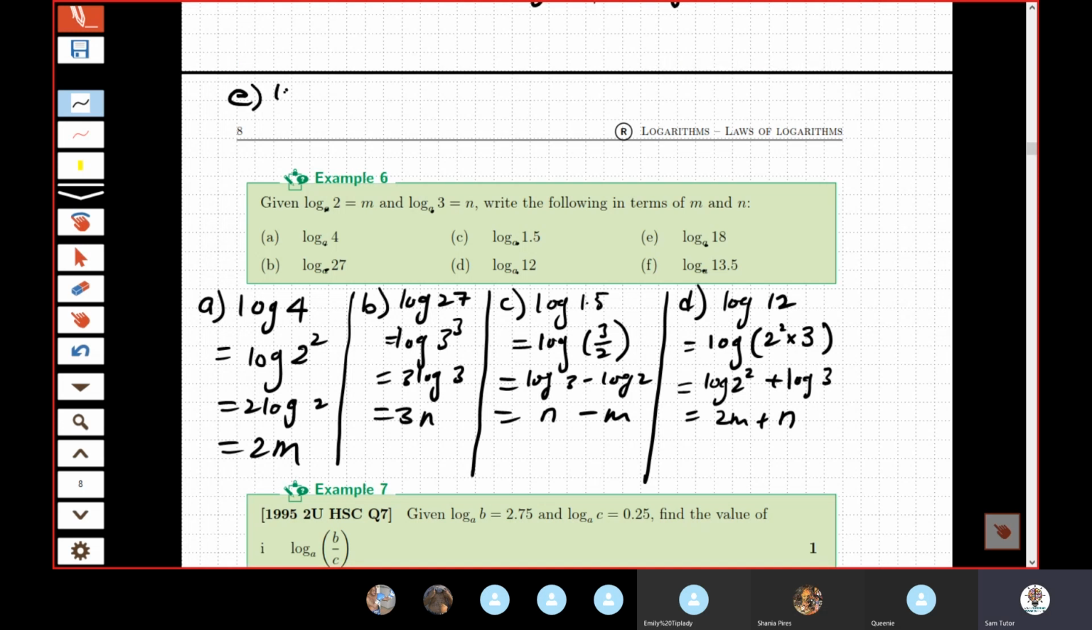E, log 18. Well, kind of the same logic, isn't it? 18 is log 9 times 2. 9 is 3 squared times 2. So you're realizing all of these numbers are these two numbers just hidden. And that's the way you have to actually attempt these. Some are going to be a little bit harder to see than others, but the logic's always the same. Log 3 squared is 2 times log 3, so 2 times n plus m.